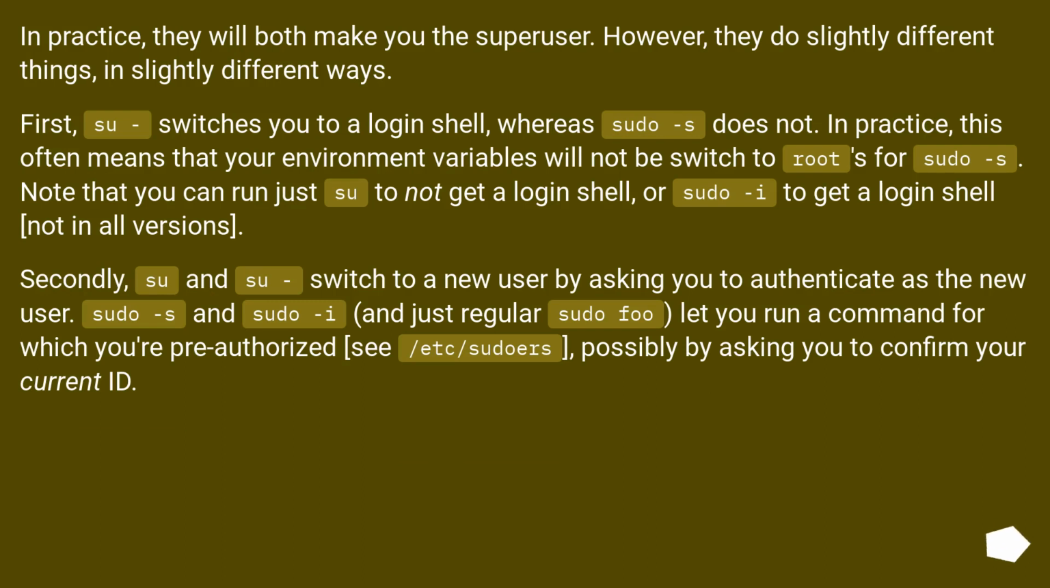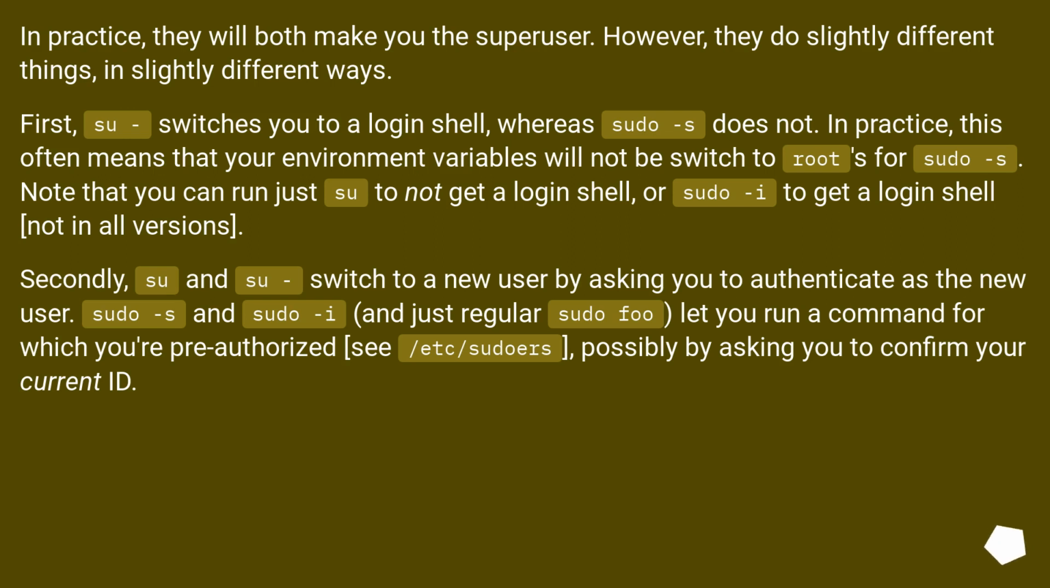In practice, they will both make you the superuser. However, they do slightly different things, in slightly different ways. First, su - switches you to a login shell, whereas sudo -s does not. In practice, this often means that your environment variables will not be switched to root's for sudo -s.